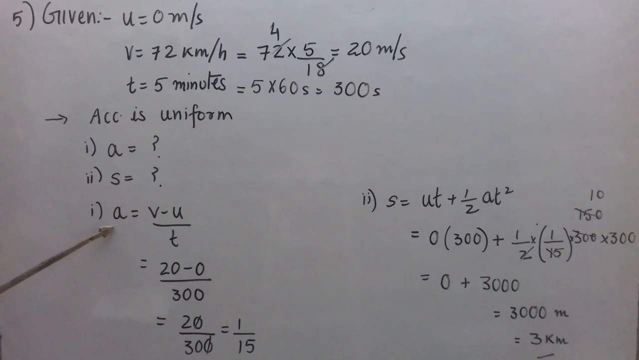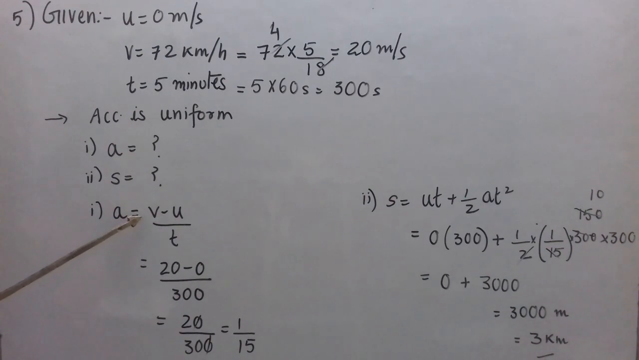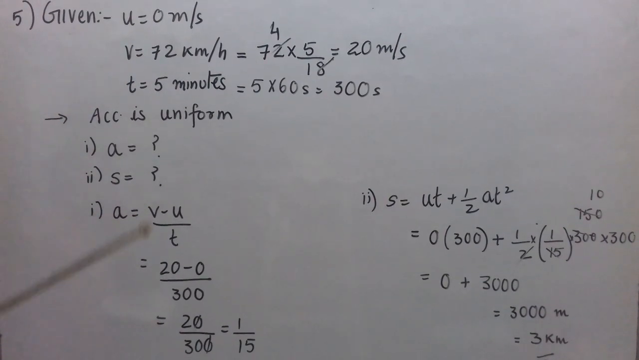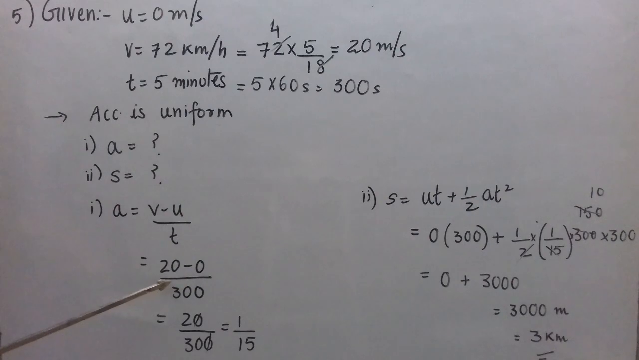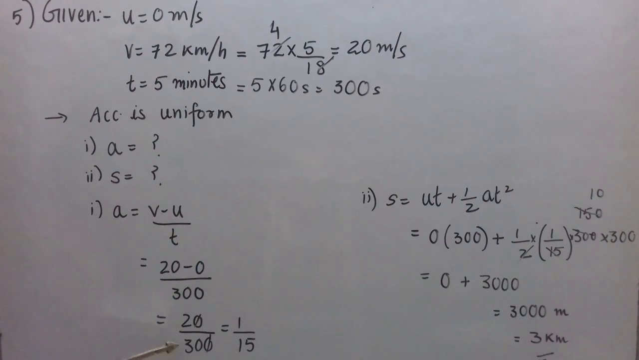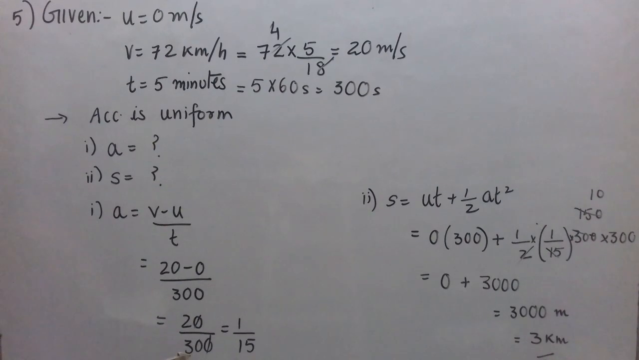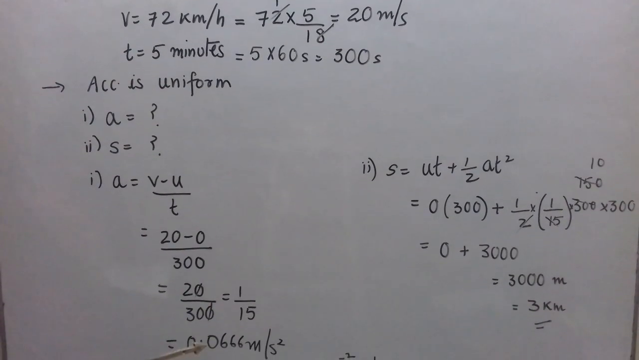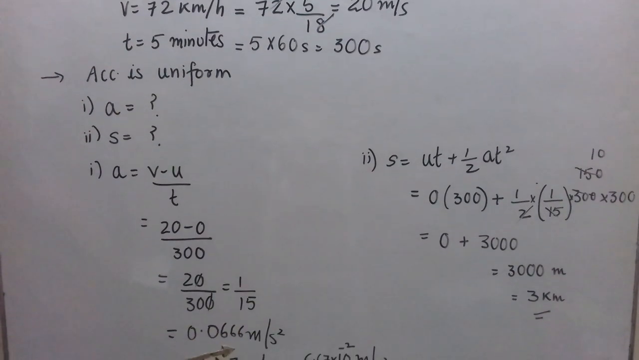First, acceleration A is, by definition or from the first equation of motion, V minus U upon T. V is 20, U is 0, so 20 minus 0 divided by 300. And 20 minus 0 is 20 divided by 300, the 0 gets cancelled, 1 upon 15. We get the answer, 0.0666 meter per second square.